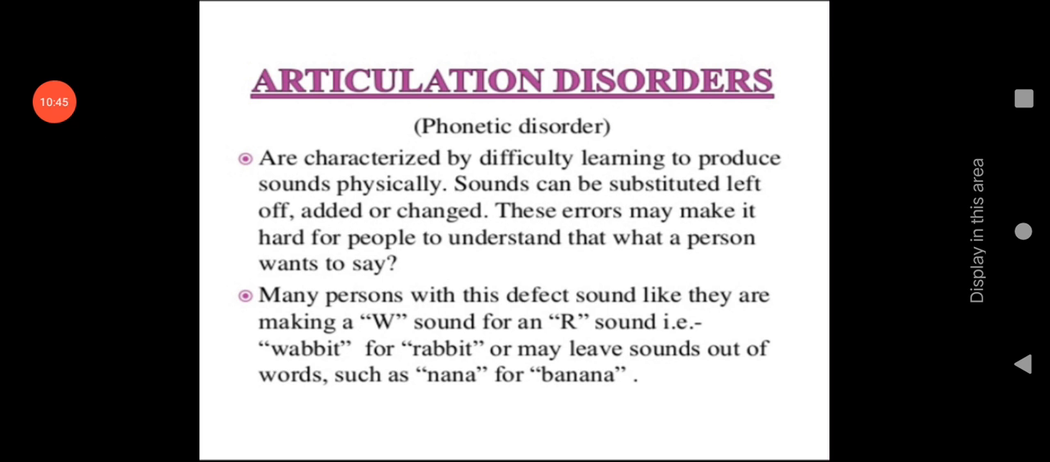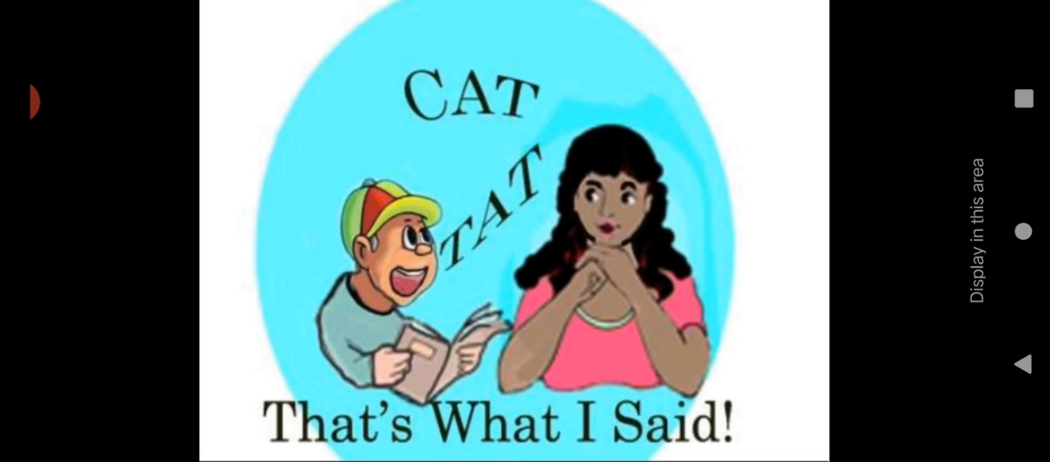So that is called phonetic disorder. There is some difficulty to produce sound physically, or difficulty to pronounce the sound properly. You can see an example for cat. Children are sometimes pronouncing tat. Instead of C, they are producing T. They are repeating the T.